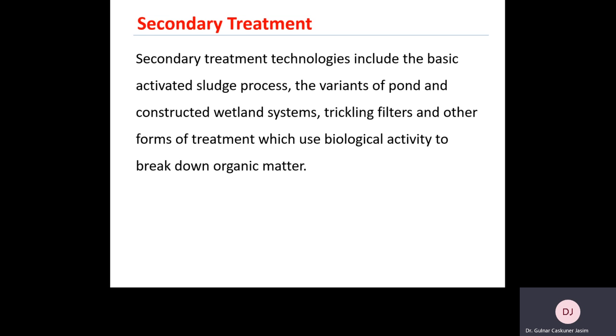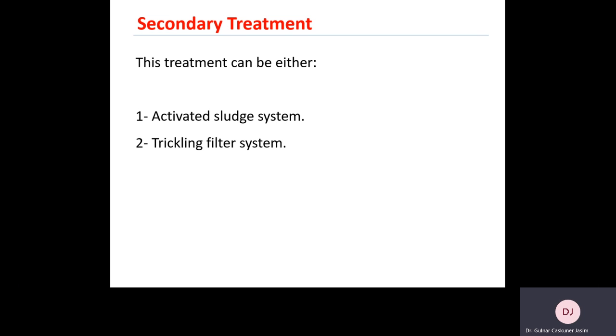Secondary treatment technologies can include the basic activated sludge process, various types of ponds and constructed wetlands, trickling filters, and other forms of treatment which use biological activity to break down the organic matter. In today's lecture, I would like to focus on the activated sludge system and the trickling filter system, because they are among the most commonly used biological treatment systems all around the world.